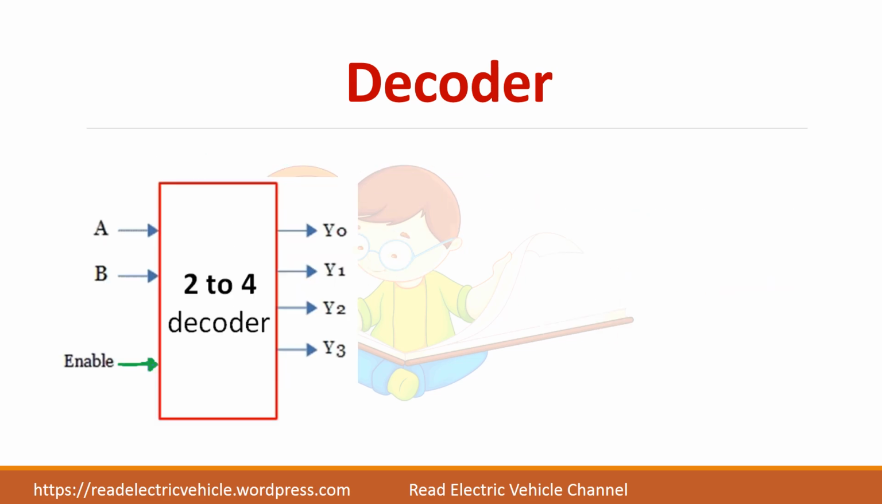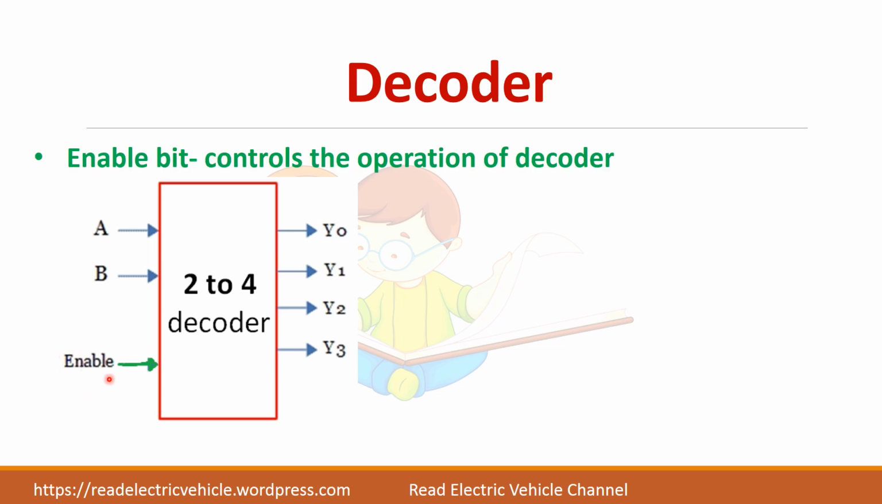In a decoder, if you see clearly, there is one more bit called the enable bit. What is that bit? This bit controls the operation of the decoder. It means that only if the enable bit is active, this conversion will take place. If the enable bit is 0 or it is not activated, whatever input I give, there will be no output.